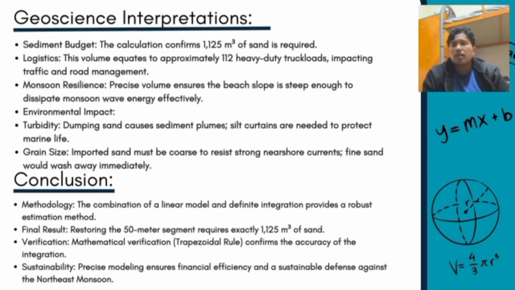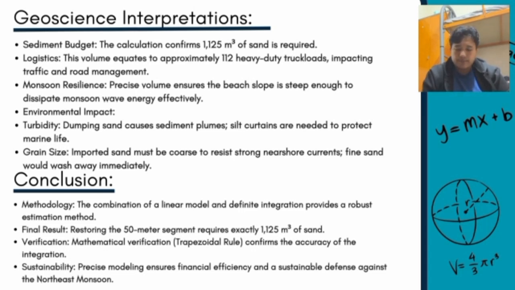So what does this number actually mean for the project? 1125 cubic meters is the sediment budget. Logistically, this tells us we need approximately 112 heavy-duty truckloads of sand just for this short stretch. This precise volume is critical for monsoon resilience. If we underestimate this volume, the new beach slope will be too shallow to break the monsoon waves, and the sand will wash away immediately. We also need to ensure the sand grain is coarse enough to withstand the currents.